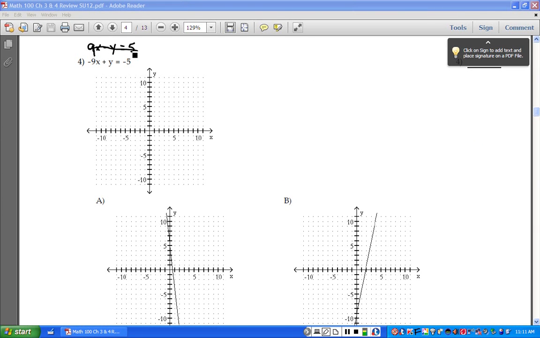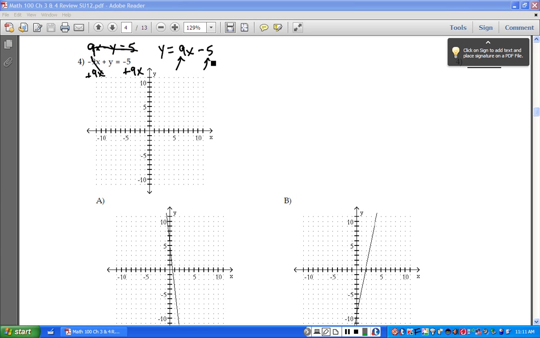Let's go with slope-intercept again. So we want to put this one in slope-intercept form. If we want this in slope-intercept form, we add 9x to both sides, that cancels. And so I end up with y equals 9x minus 5. There's my slope-intercept.